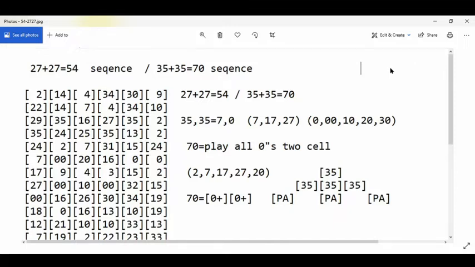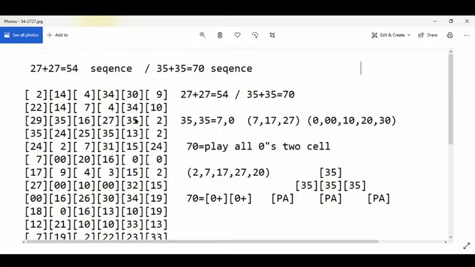Hello, welcome to the wonderful world of random sequencing. Today we're going to be talking about the 27-27 sequence, which is equal to 54, and we're also going to be talking about the 35-35 sequence. As you can see over here, we have a 54, 54, and over here the 35, 35 sequence. I'm going to explain the 35, 35 sequence first.